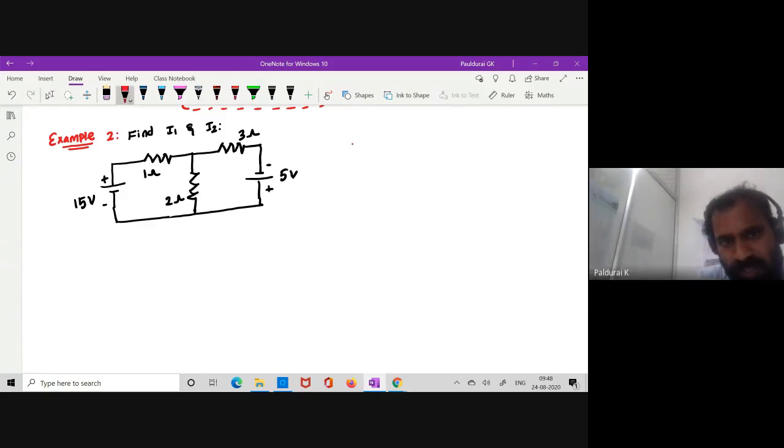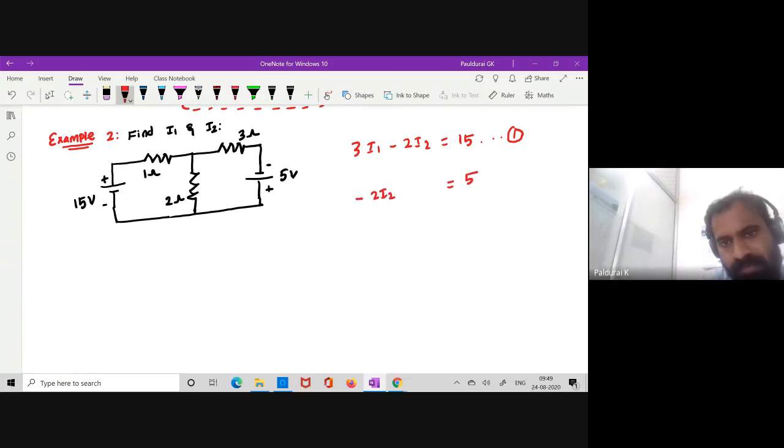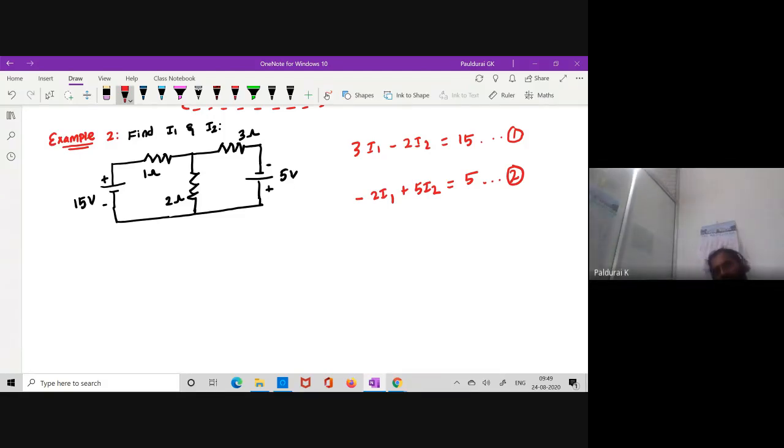Equation number 1 will be as follows. You just verify. Are you getting the same? In case I am wrong, then please correct me. I also make mistakes, and many times I do it intentionally, because I want to verify whether you are with me or not. So now you just develop your own KVL equation and please cross-verify and let me know whether it is correct or not.